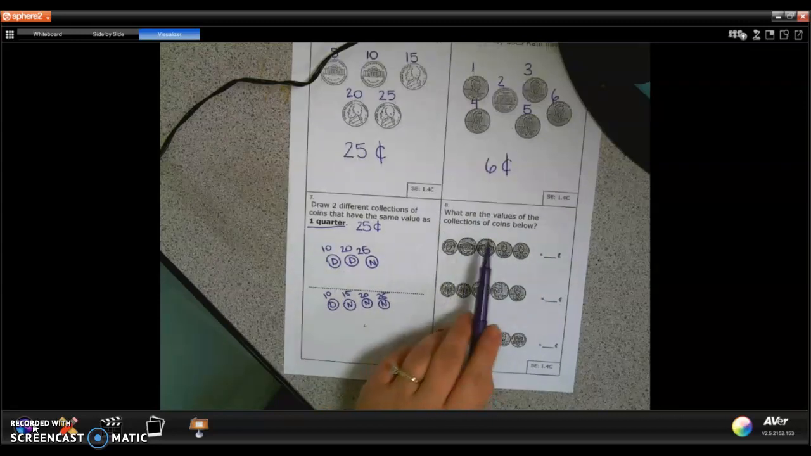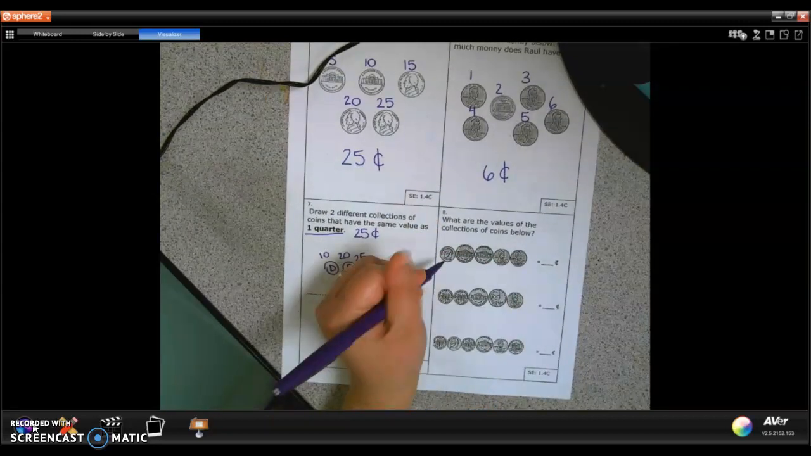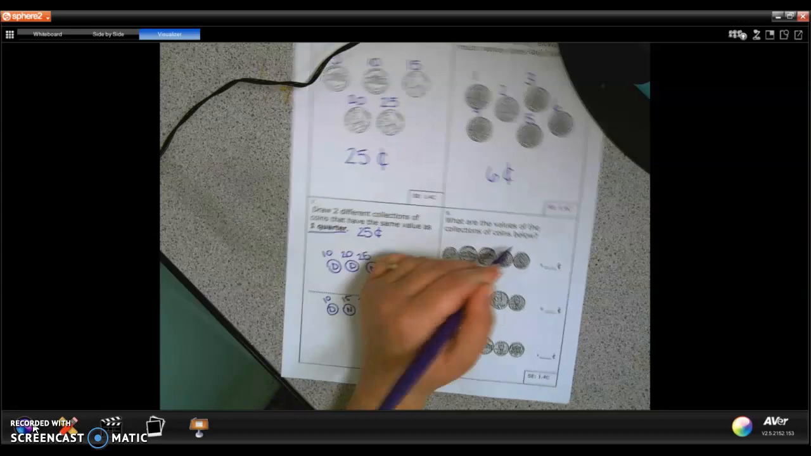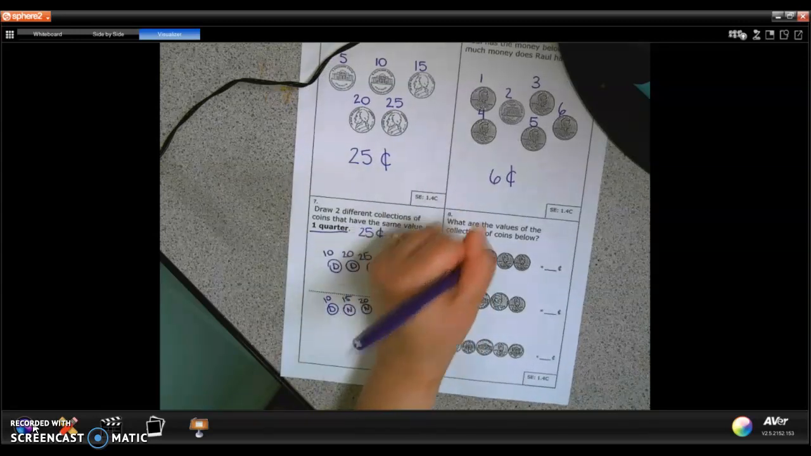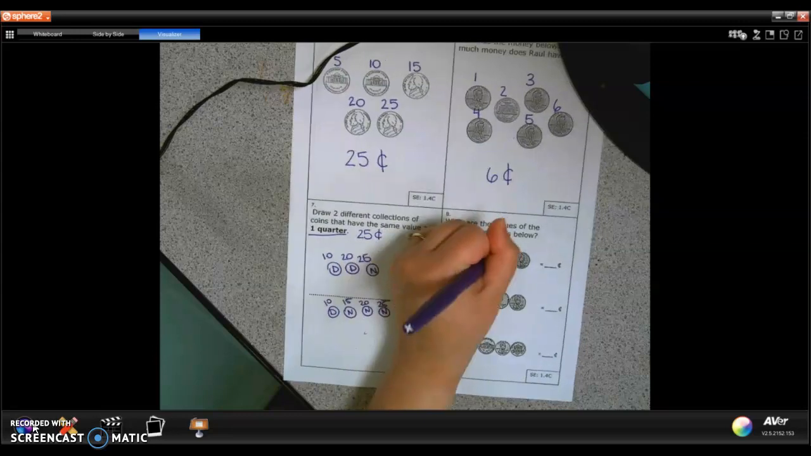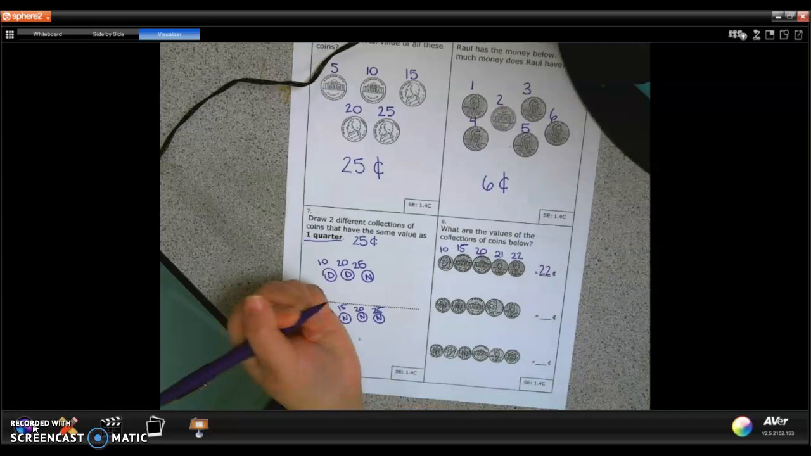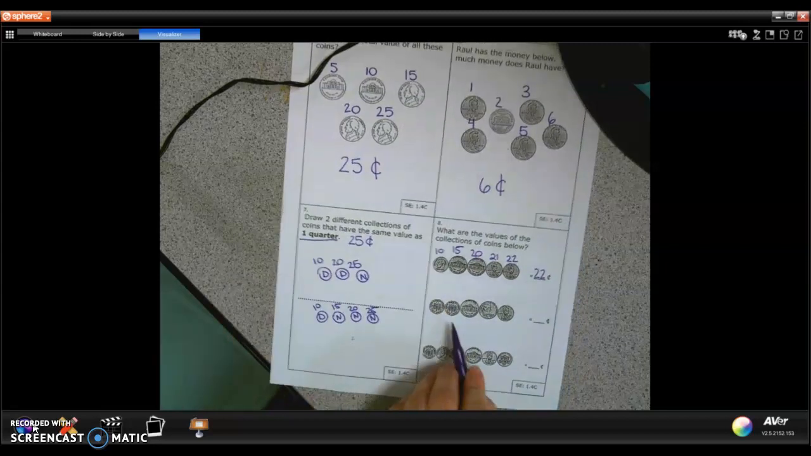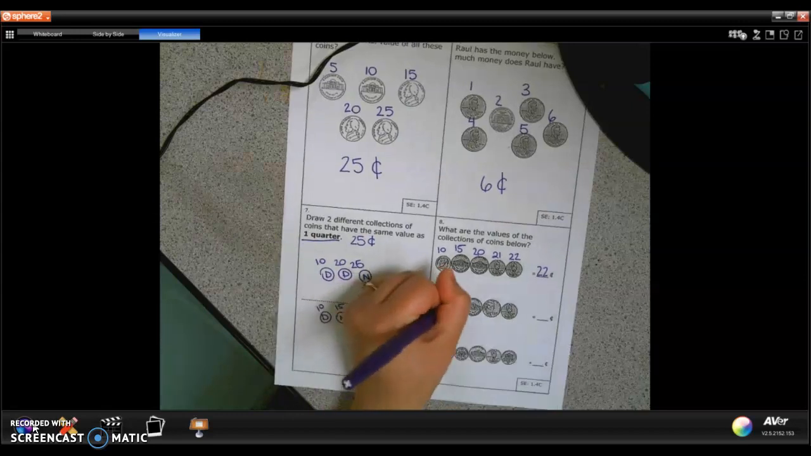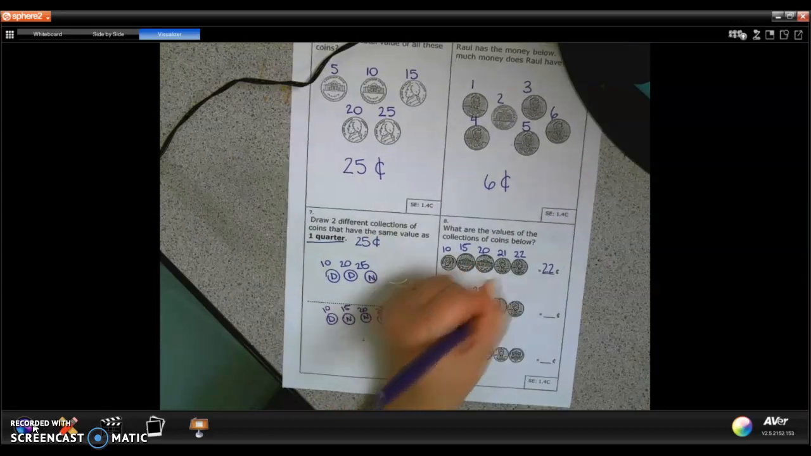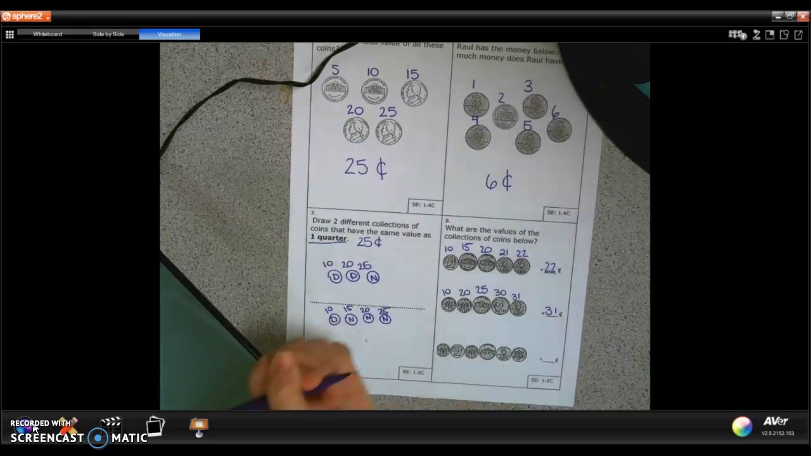What are the values of the collection of coins below? So I'm going to look first at my coins. Well, I see I have dime, nickel, nickel, penny, penny. So I'm going to say 10, adding 5 more is 15, adding 5 more is 20, 21, 22. This set of coins has a value of 22 cents. I see dime, dime, nickel, nickel, penny. So I'm going to go 10, 20, 25, 30, 31. That is a value of 31 cents.